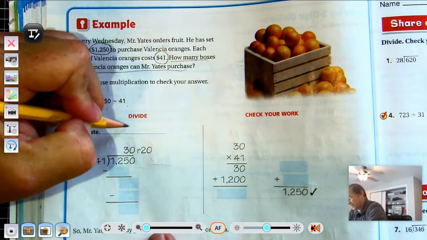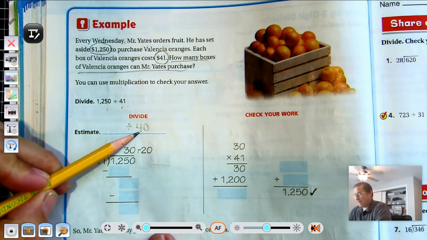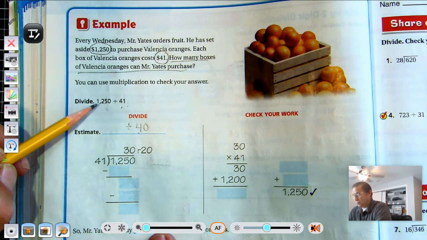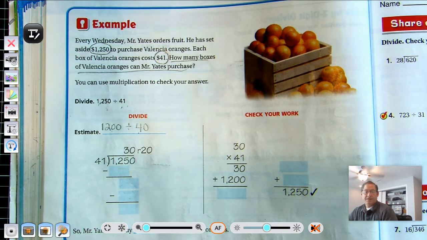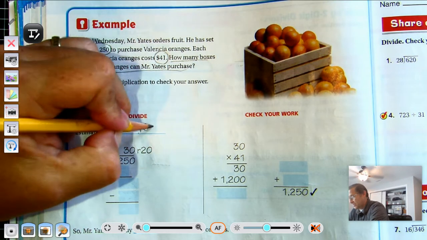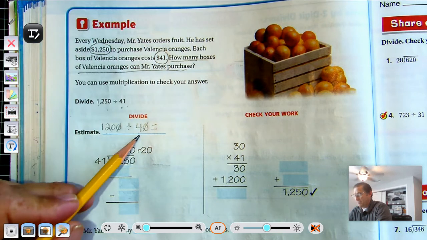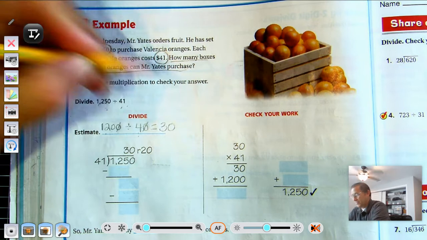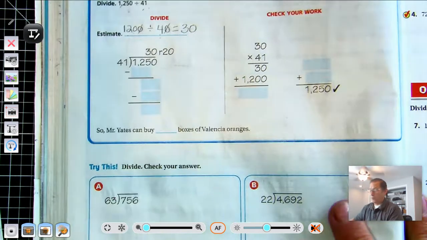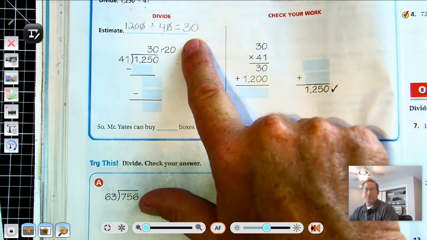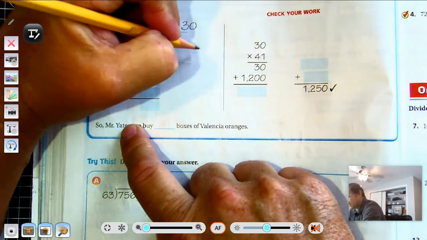What would our estimate be? Well, my divisor would be 40. And I know that a multiple of 4 is 12, so I'm just going to keep 1,250 as 1,200. So my estimate would be 120 divided by 4, which is 30. Okay, so I know the first digit of my quotient is going to be in the tens place. So 41 times 3.